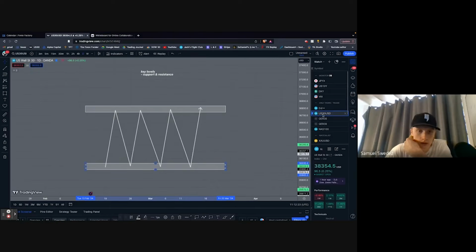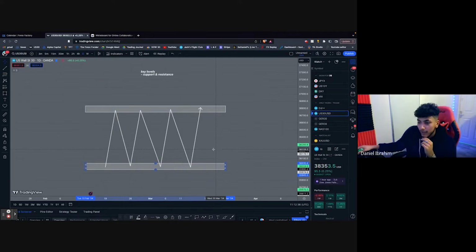Sorry to interject, but the way to think of support and resistance is obviously like the one that you showed me, but it's also kind of like the guidelines of your trade. Yeah, you can definitely think about it like that. The guidelines of your trade. That's a way you can go about it.